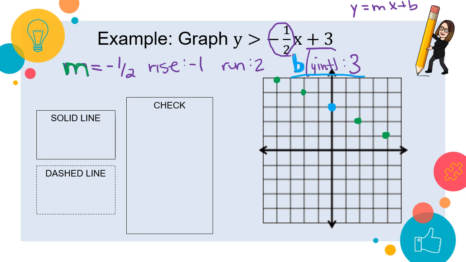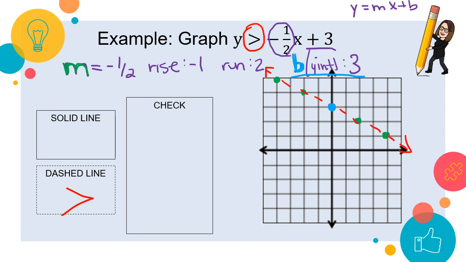That's old news. What's new is we need to decide if this is a solid or a dashed line. Look at your symbol here. This is a greater than symbol, so it's a dashed line. So as I graph, make sure I can see breaks in there. Okay, dashed line. And then here's kind of the tougher new stuff is shading.